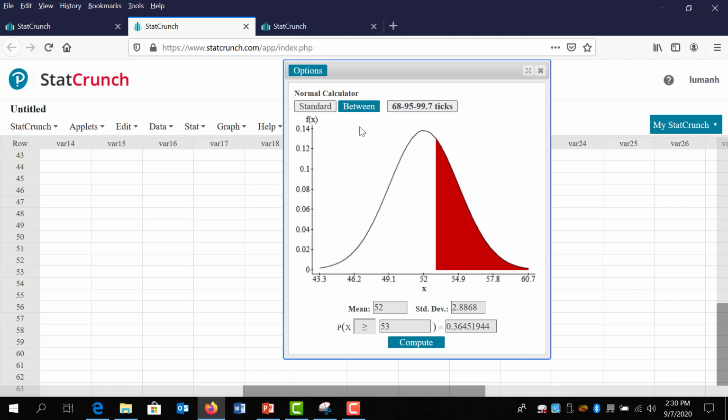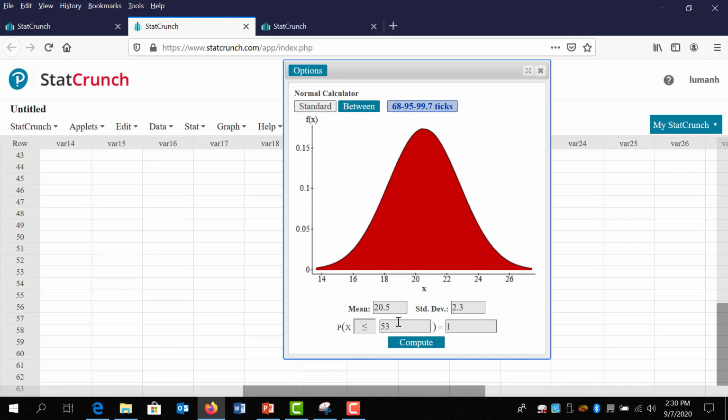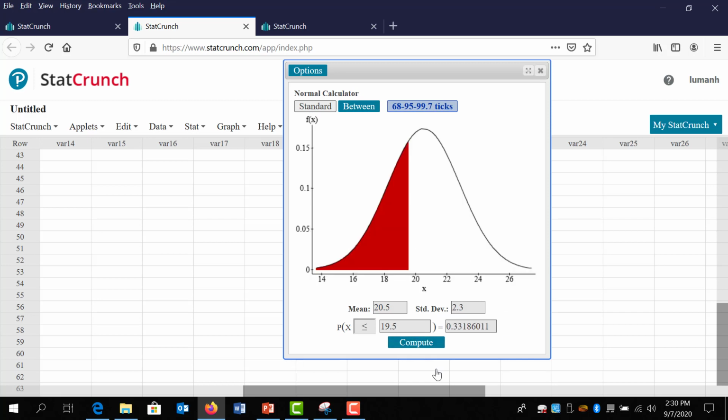So now we're in StatCrunch. Once again, we're in the normal calculator. So our mean is 20.5. Our standard deviation is 2.3. And we want to find out the probability that a single python has a length of less than or equal to 19.5 feet. So I can hit compute, and that gives me my probability.